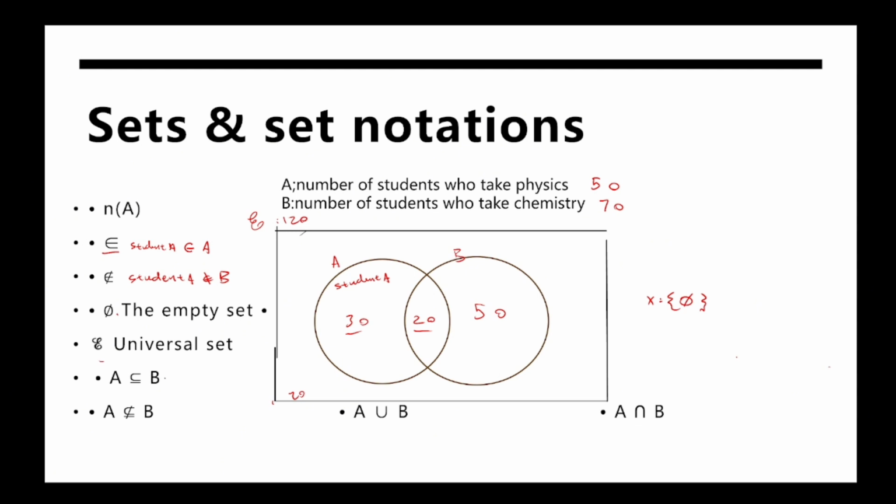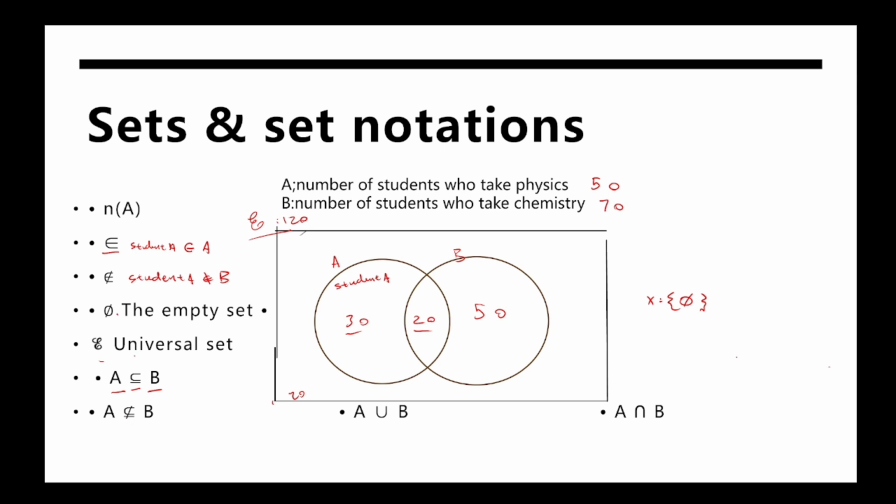This sign is the universal set, meaning all the elements in this big universal set. And here, this is A is a subset of B. So we can say that A and B here is a subset. So the students who take physics and the students who take chemistry is a subset of students who take science, has science as one of their subjects.